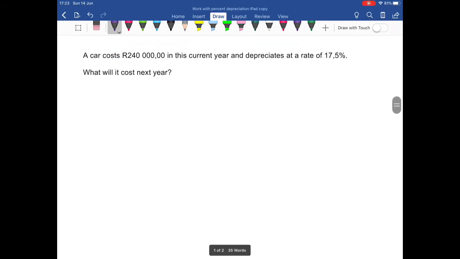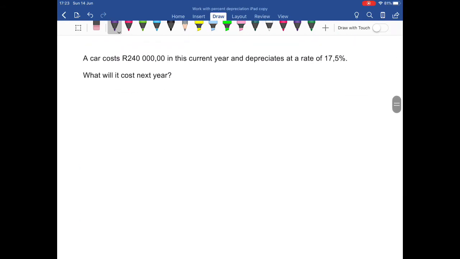Let's have a look how depreciation affects the value of the motor car. A car costs $240,000 in this current year and depreciates at a rate of 17.5%. So what that means is we're going to find 17.5% of the value and subtract it. So in other words, because we are going from this year to next year, we are going to multiply by 1 minus i, or we can do it in the following way.